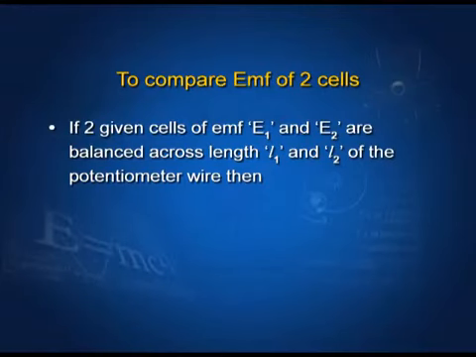Now, to compare the EMF of two cells, this is the second application of the potentiometer. If two given cells are of EMF E1 and E2, and the two cells are balanced across the lengths L1 and L2 respectively of the potentiometer when the respective keys are connected one by one, then E1 upon E2 equals L1 upon L2. There is an experiment based on this particular situation in the physics lab.